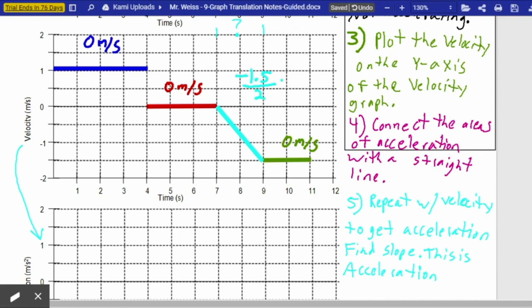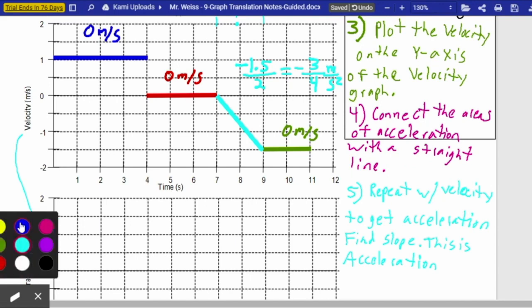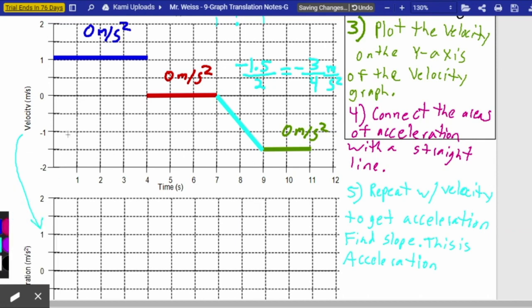Now we're going to look at our light blue line and calculate that slope. We notice that this line is pointed downward, meaning it's going to be a negative slope. We take the rise over run, and we end up with negative 1.5 over 2, which is equivalent to negative 3 over 4 if we don't want to have a mixed fraction. And again, our units are meters per second squared. I'm just going to go back really quick and fix the other ones to the correct units.